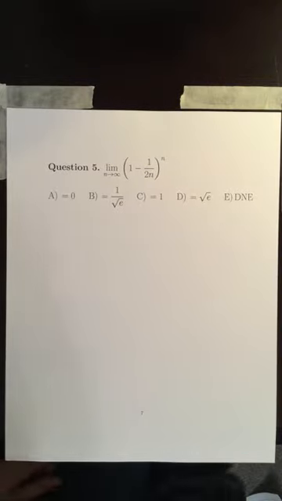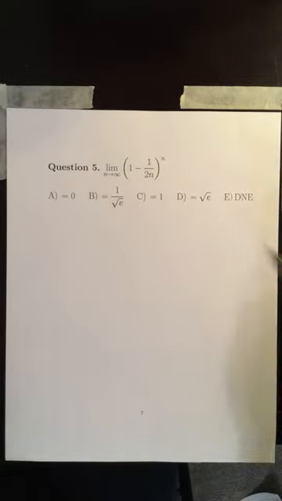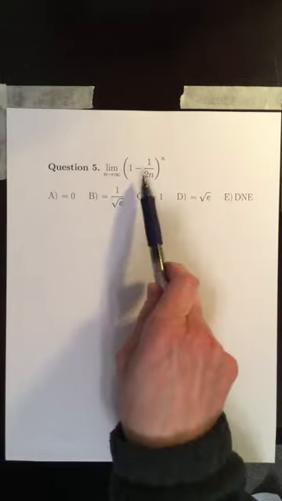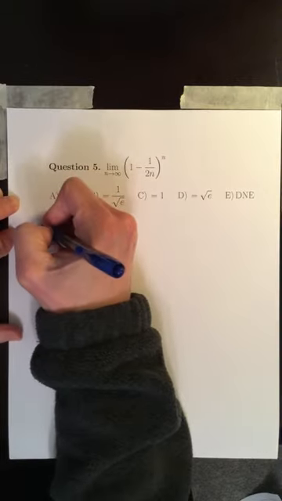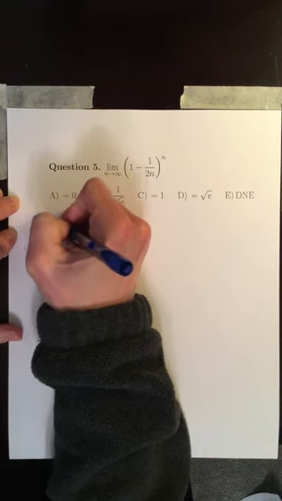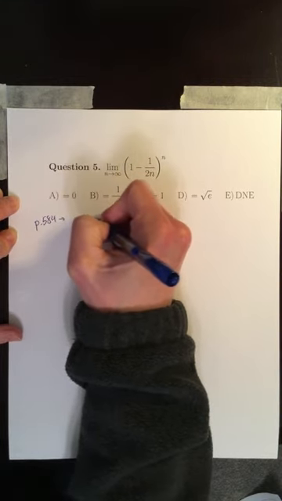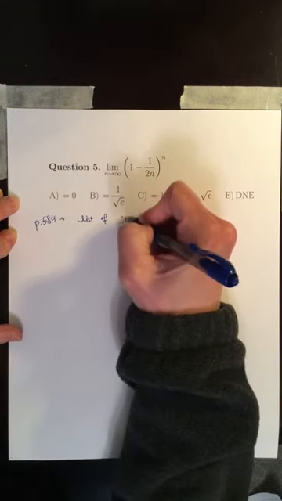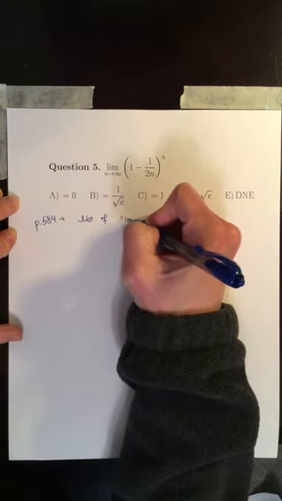And in question 5, we have the limit as n goes to infinity of (1 minus 1 over 2n) raised to the n power. Does this limit exist? And if so, what is that limit? Okay. From the book on page 584, you had a list of important limits.